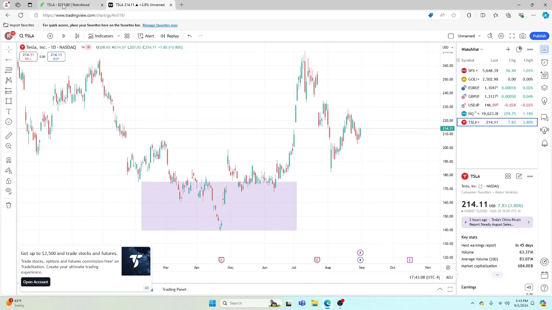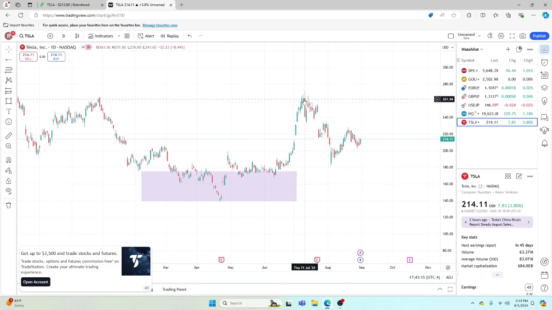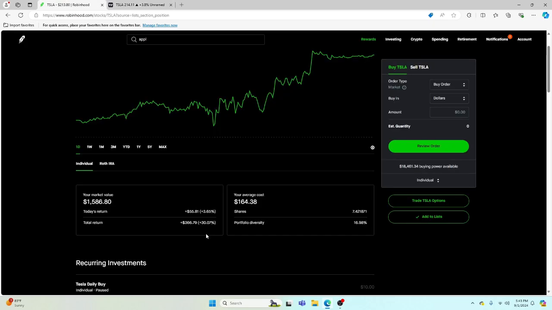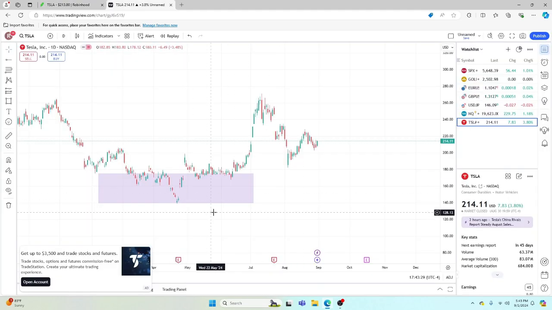I put more into Tesla. Obviously, DCAing, I'm very strong about this stock, and I think we have a lot of potential to go up, as you can see right here. But yeah, so we DCA'd into this, and let's look at the results. My market value is 1,500. My total return is 30% from DCAing.